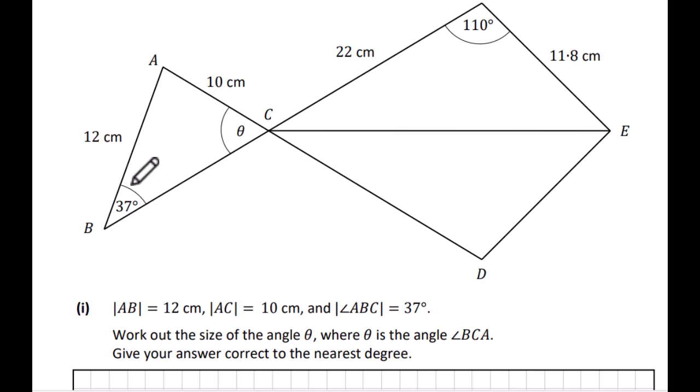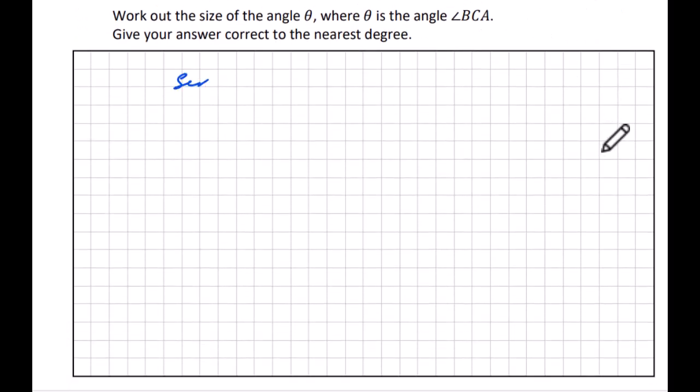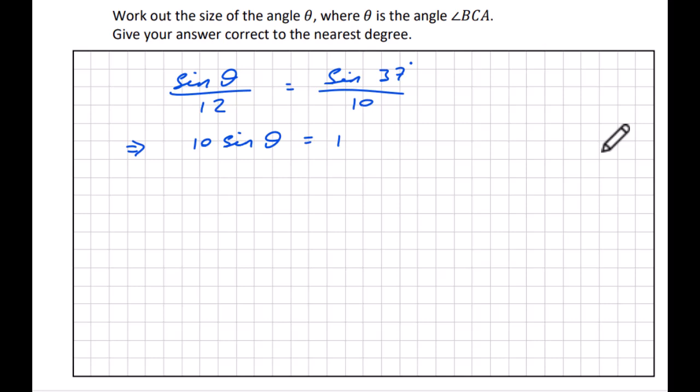So what we're going to do here is use the sine rule. We're going to say sine of 37 over 10 is equal to sine theta over 12. Or we can just say sine theta over 12 is equal to sine 37 over 10. Now here we've got a fraction equal to a fraction, so you can cross multiply. So we're going to say 10 sine theta is equal to 12 sine 37 degrees. That just gets rid of the fractions. We want to find theta, so I've got to get sine theta on its own. So that's 12 sine 37 degrees divided by 10.